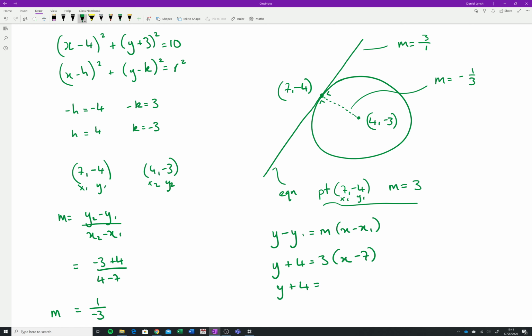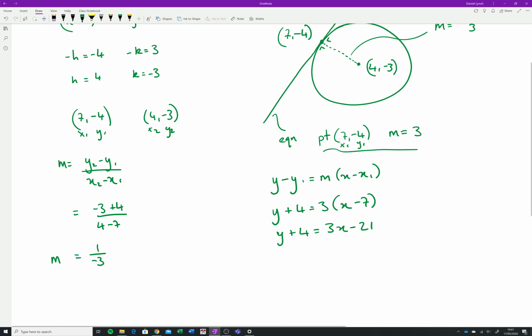So no fractions to even worry about. If you do, write it as 3 over 1, or whatever the appropriate fraction is, and x minus 7 over 1, top by top, bottom by bottom, and go from there. 3x minus 21, so 0 is equal to 3x minus y minus 25. And that's the answer.